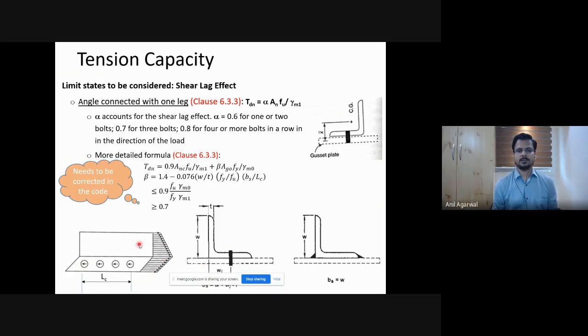When do we have shear lag? So you have an angle, like shown here, and it is connected through a gusset plate, let's say, with these 4 bolts, which is very common. So these 4 bolts are all on the same leg. Why don't you have the other leg connected?